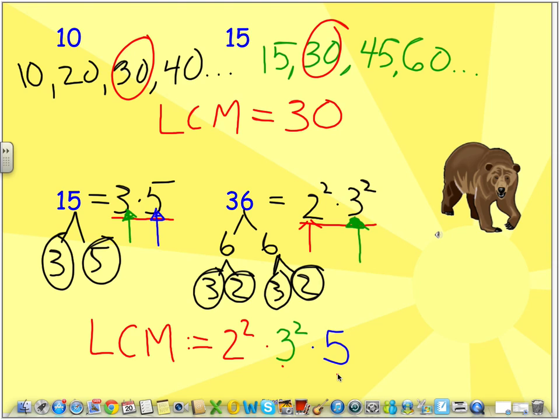Yes. 36 is 2 squared times 3 squared. Do you see a 2 squared? Yes. Do you see a 3 squared? Yes. So therefore, both numbers exist in this LCM. I do want you to take it a step further and multiply it out.